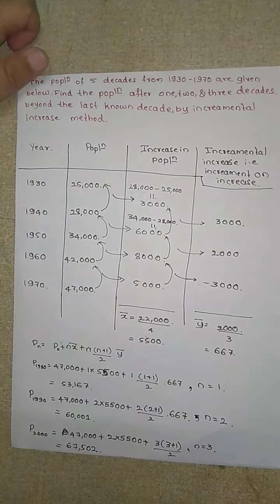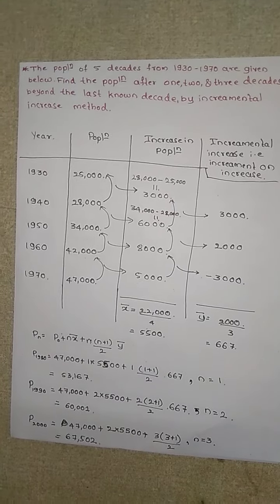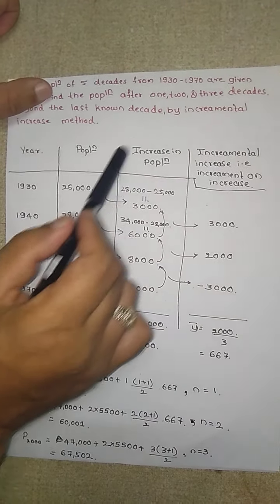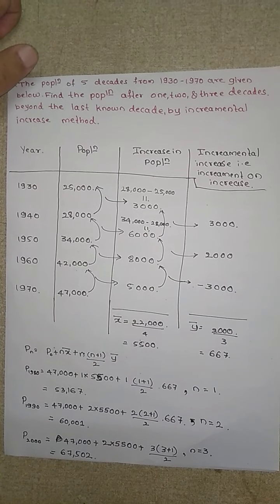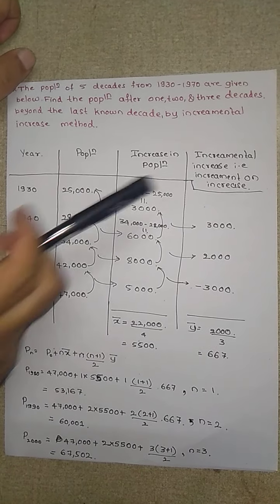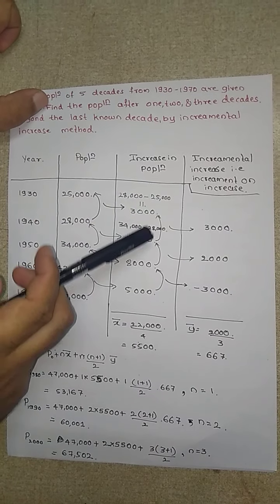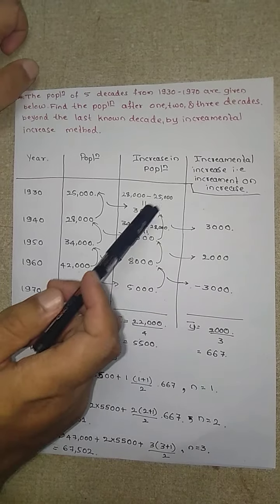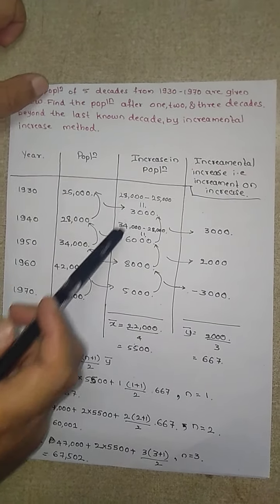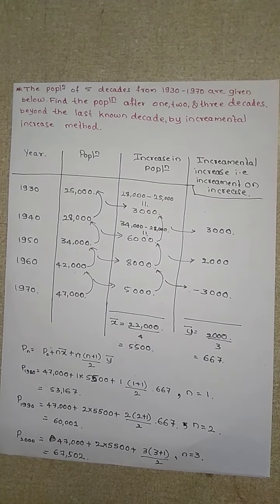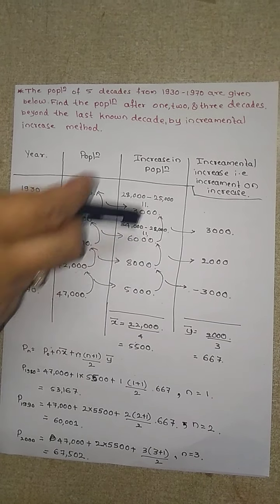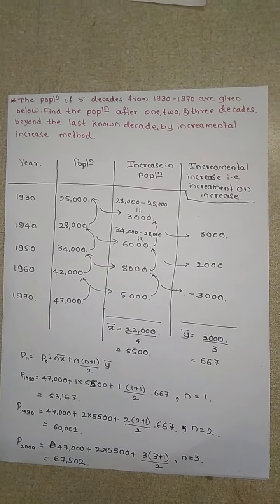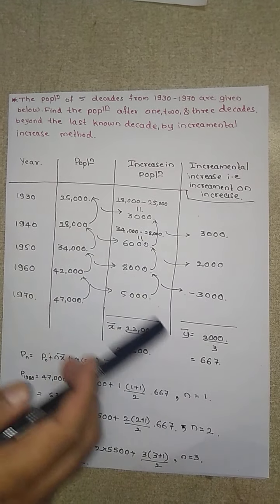Then the incremental increase, that is, increment on increase. Now here we found out the increase in population. Now what we will be doing is finding the incremental on increase. This is nothing but the increase in population. Now we are finding out whether it is increasing or decreasing between the increases in population, that we are going to find out in the incremental increase. So I hope this part is clear.